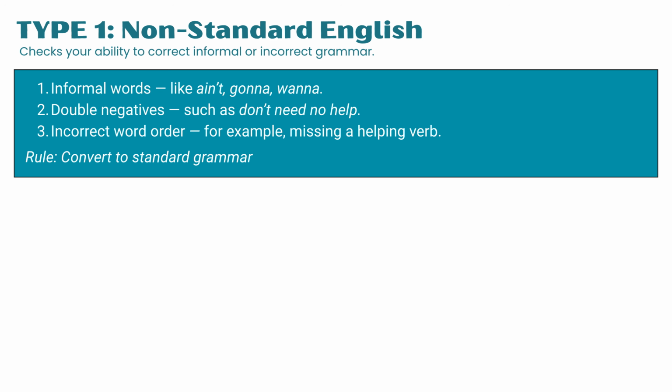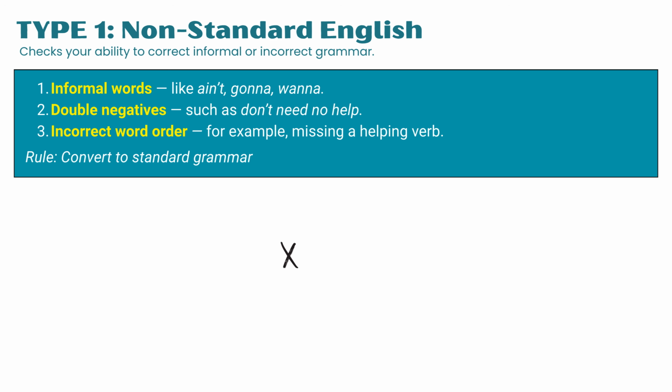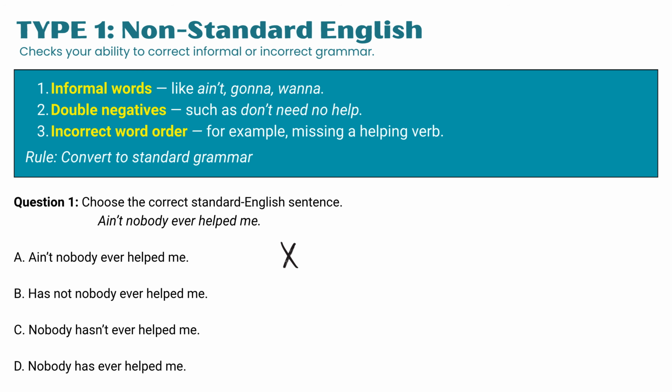Non-standard English usually shows up in three ways. Informal words, like ain't, gonna, wanna. Double negatives, such as don't need no help. Incorrect word order. For example, missing a helping verb. In spoken English, this adds emotion or personality, but on the GED test, you must convert it into formal, standard English. Here's an example. Ain't nobody ever helped me. That's a famous line from Sojourner Truth's speech.